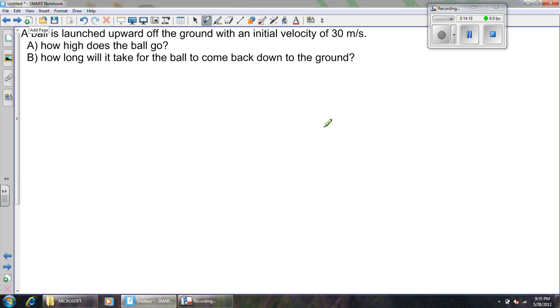I fooled you. Remember this equation, h equals negative 16 t squared plus or minus v sub o t plus s, right? Where h is the ending height, s is the starting height, v sub o is the original velocity, and t is the time in seconds. So this problem says a ball is launched up off the ground with an initial velocity of 30 meters per second.